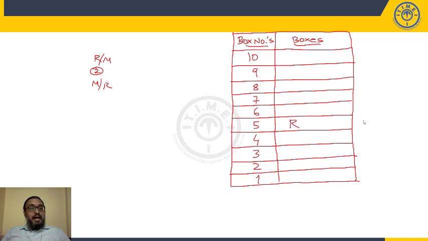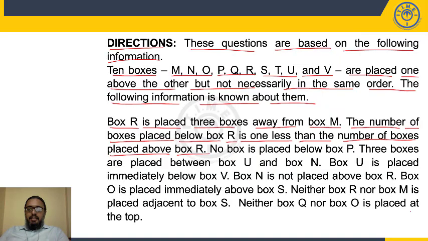Now once I fix R, then you can fix this first condition. 3 boxes away is M. Now 3 boxes away, M is in between 2 boxes. That means I can have M below R in position number 2. This is the first possibility. And the other possibility is you can have M above R at position number 8 also. So we are going to have 2 possibilities basing on this condition. Understood it?